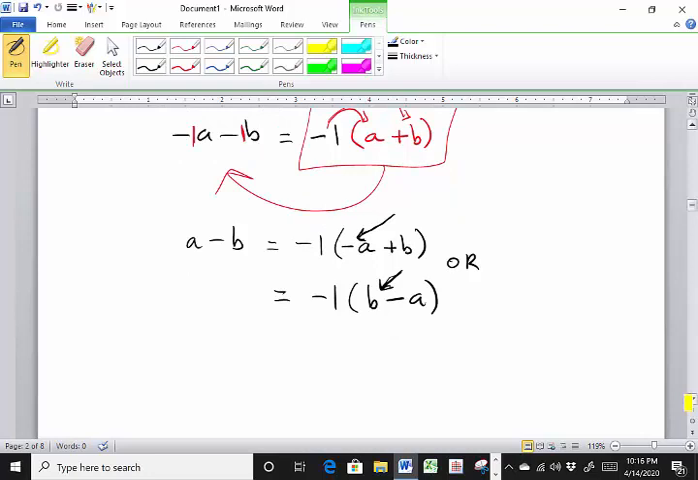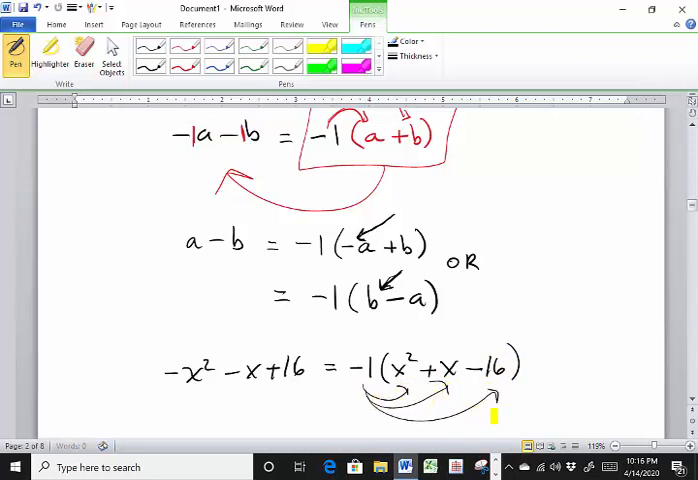And let's do 3 terms. Let's say I have -x squared minus x plus 16. Okay? And I want to factor out a -1, so -1 times what? Okay, well, -1 times x squared gives me minus x squared. -1 times positive x gives me a minus x. And -1 times minus 16 gives me a positive 16. So again, if I use the distributive law and multiplied all of these out, this overall result would end up just being this. Okay?